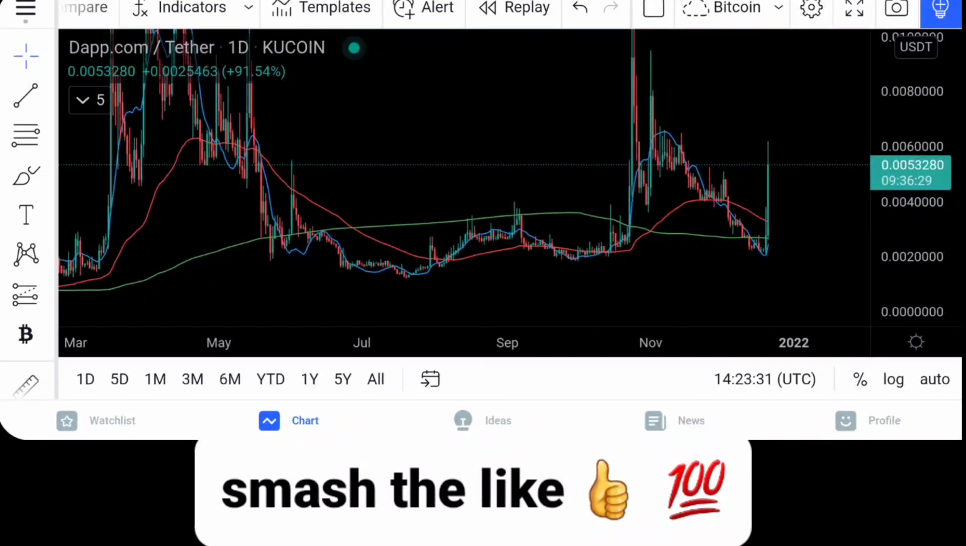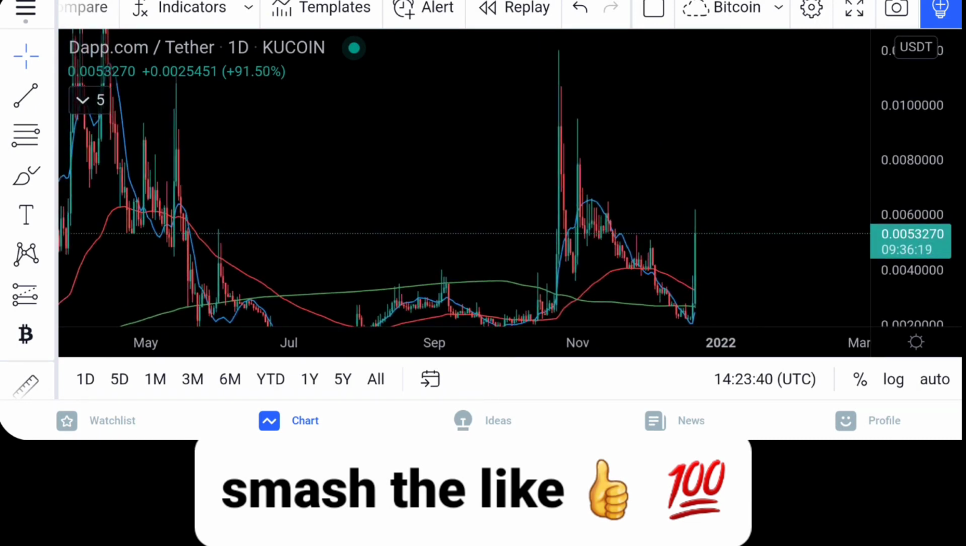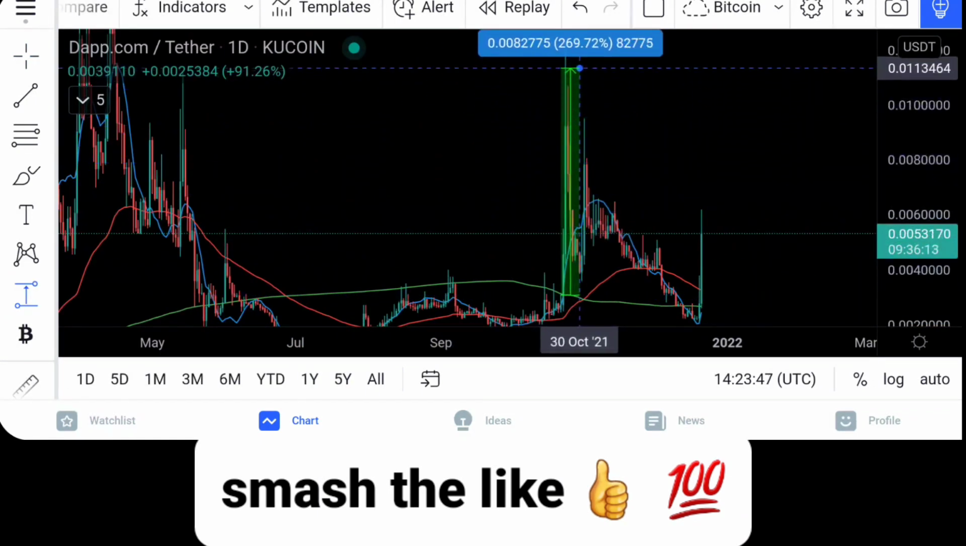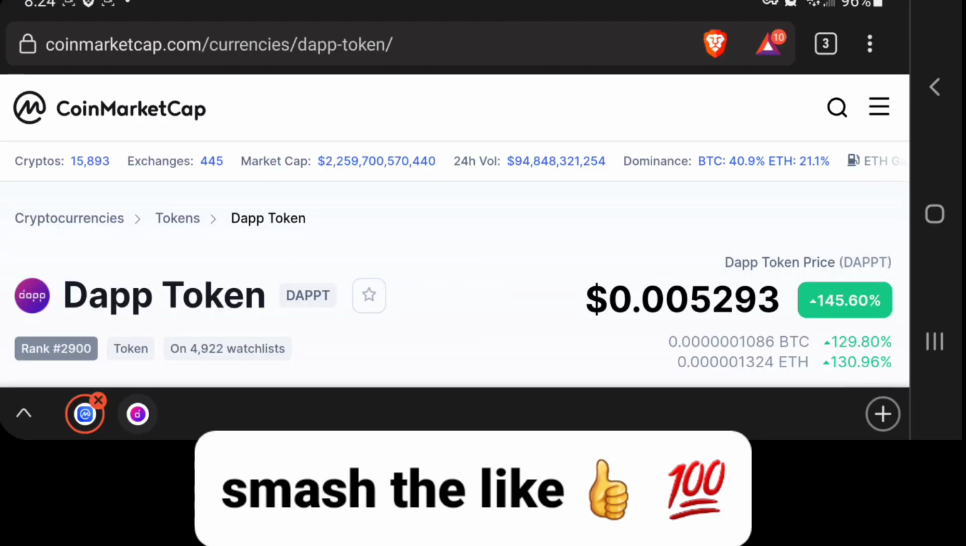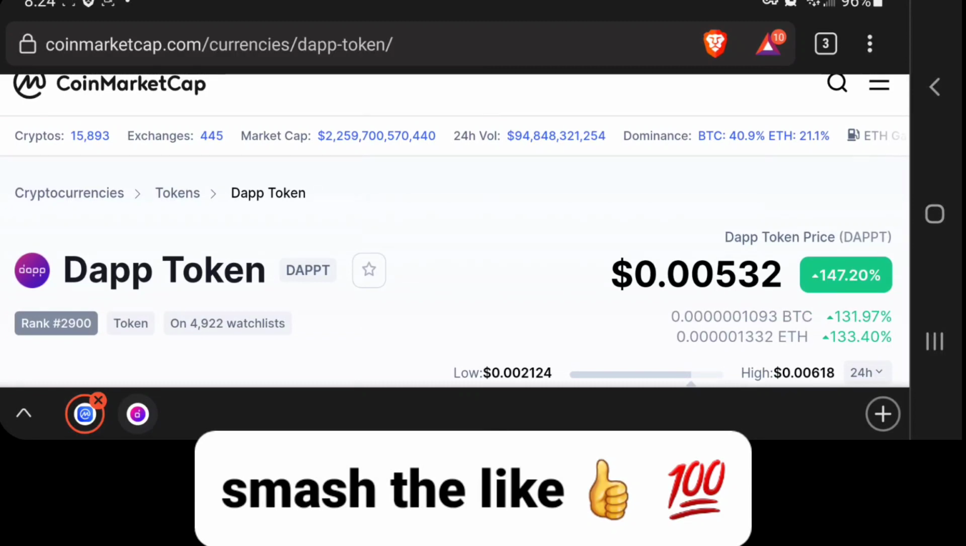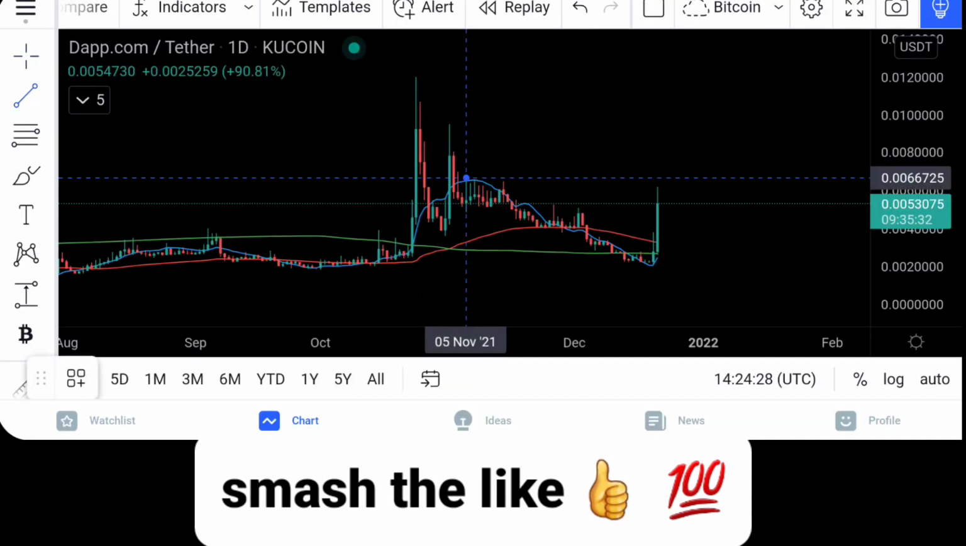Once we broke above all key moving averages, you can see what happened back here. Once this happened back here, we pumped pretty high, guys. Let's just see how much this was real quick. This was a pretty decent little pump here, and if we bring it down here to the breakout point to the top there, that was almost a 300% pump, guys. Okay, and this thing's already up quite a bit right now. You can see that currently it is up almost 150% right now.